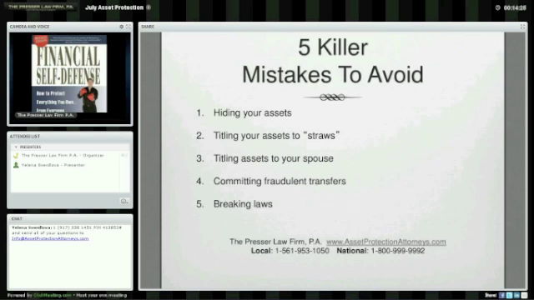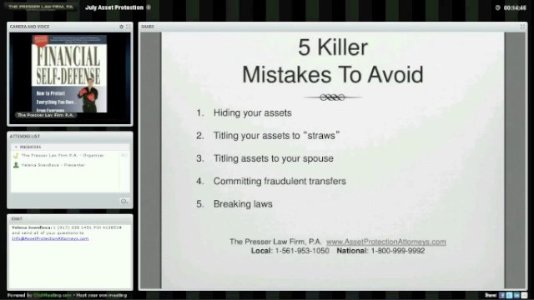Five killer mistakes to avoid. Number 1, don't hide your assets. Asset protection is not about hiding, it's not about secrecy. With a good asset protection plan, you should be able to tell anybody where your assets are. They just shouldn't be able to get to them. So any plan that's based on hiding and secrecy, really not a good plan.